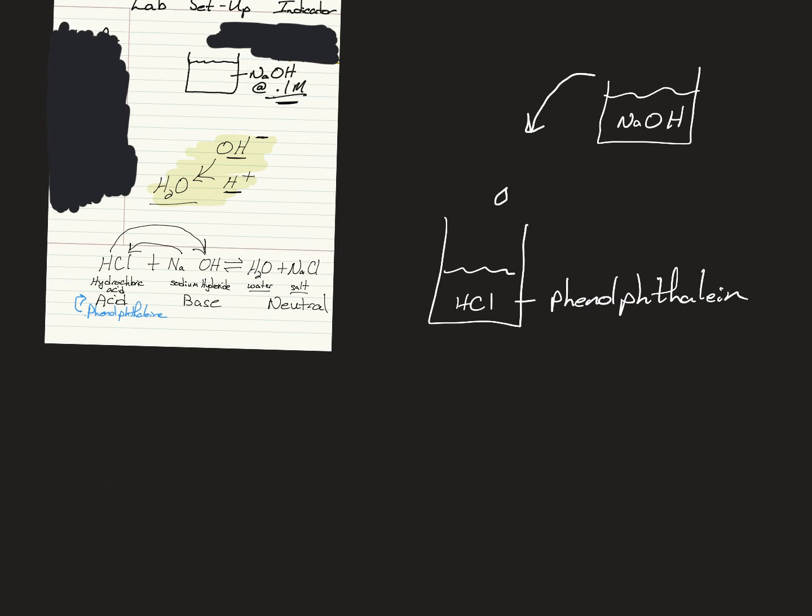You keep adding drop after drop after drop, and you're counting how many drops you're adding to the HCl. And when you have added equal amounts of hydrochloric acid and sodium hydroxide, it's going to become neutral. It'll become a pH of 7. But what happens if you add one more drop beyond that? It'll be unbalanced, that's true. But would it be more H plus or more OH negative?